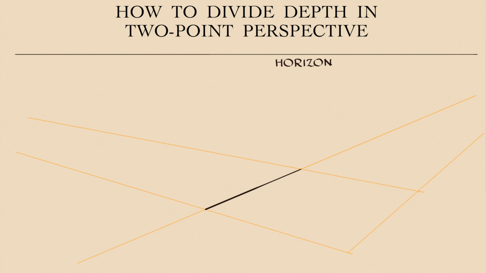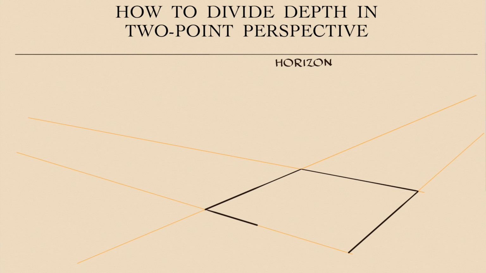I will now show you how to divide depth in a two-point perspective. In this type of perspective, there are two vanishing points. For a horizontal rectangle, they will be on the horizon line. In this case, the vanishing points are located beyond the drawing area, but as long as the angles of vanishing lines are correct, this drawing will come out without distortions.